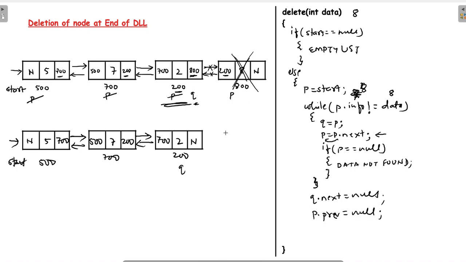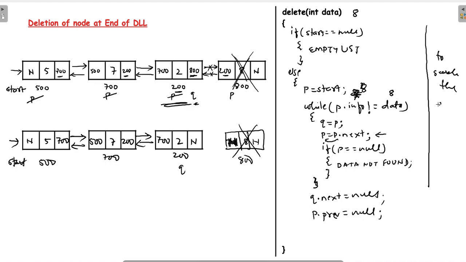And so after deletion of this entire thing, the node will be looking like this. So it should not be on 200, it will become null, and it is 800. So you just separated the last node from the existing list. So this is the logic for deletion of a node from the end of the list. And you can remember easily that these steps are common, just to search the element or node.